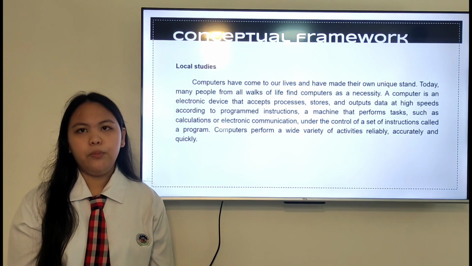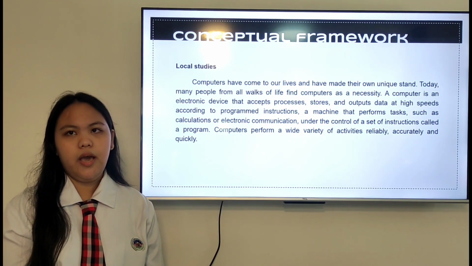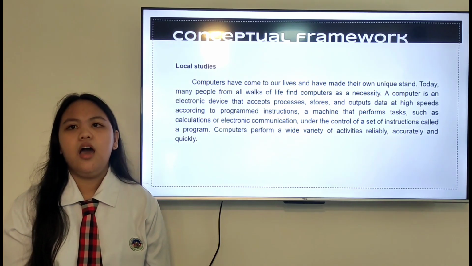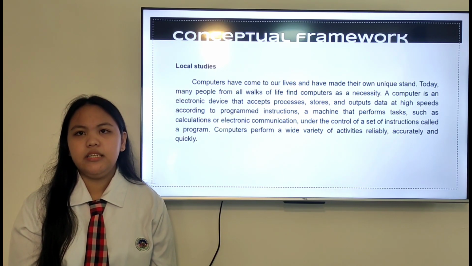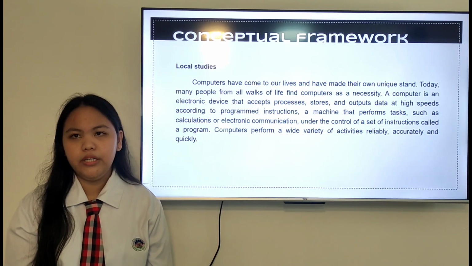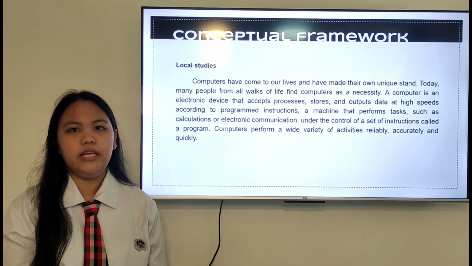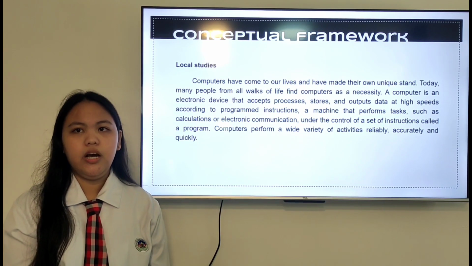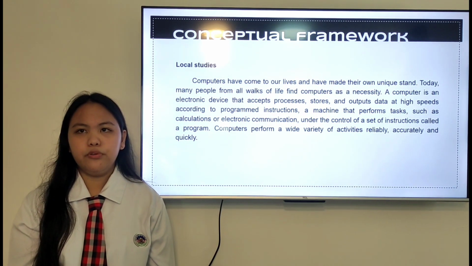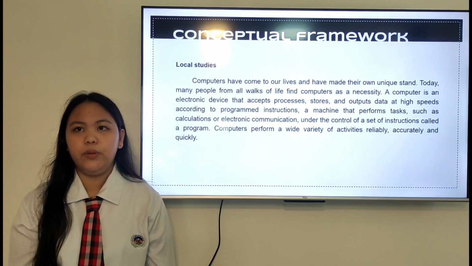Local studies. Computers have come into our lives and have their own unique stand. Today, many people from all walks of life find computers a necessity. A computer is an electronic device that accepts, processes, stores, and outputs data at high speeds according to program instructions. It is a machine that performs tasks such as calculations or electronic communication under the control of a set of instructions called a program. Computers perform a wide variety of activities reliably, accurately, and quickly.